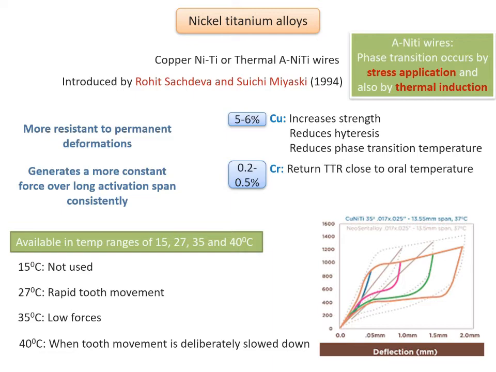And finally, type 4, which has an austenite finish temperature of 40 degrees centigrade and generates tooth moving forces when mouth temperature exceeds 40 degrees centigrade. So these wires are best suited in patients who are sensitive to pain with periodontally compromised dentition. So this is the loading graph of copper nickel titanium wires. It exhibits a small drop in unloading force than is true with other nickel titanium alloys.